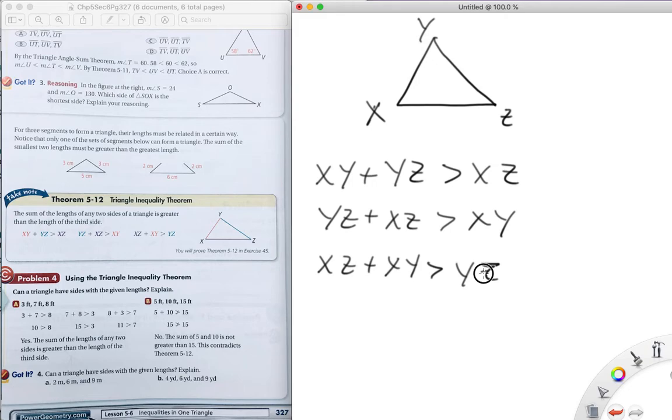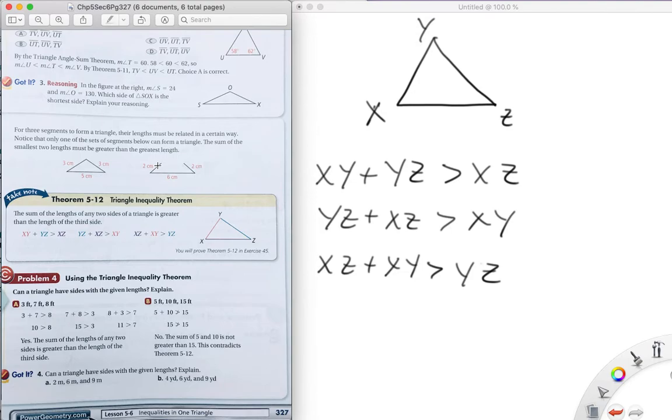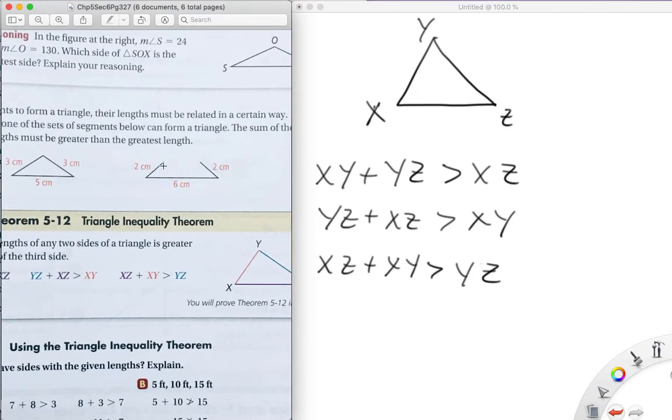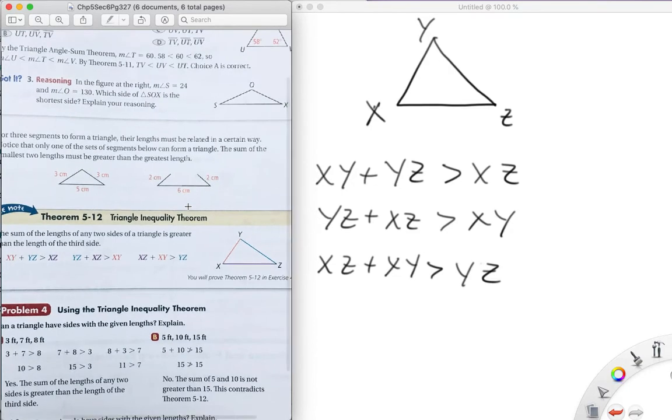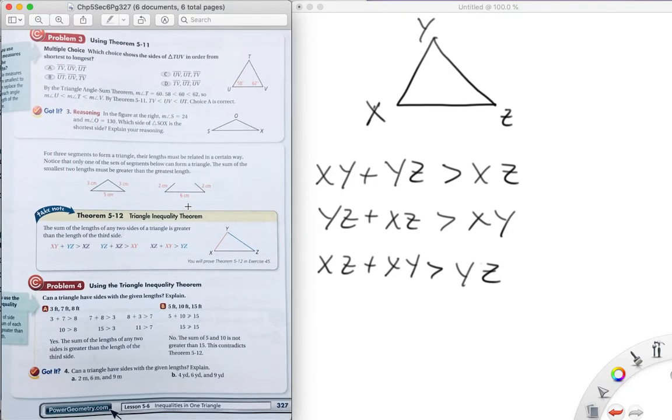So, okay, the sum of any two sides has to be greater than the third side for a triangle to be a triangle. Otherwise, you won't have enough length to have the triangle come together.